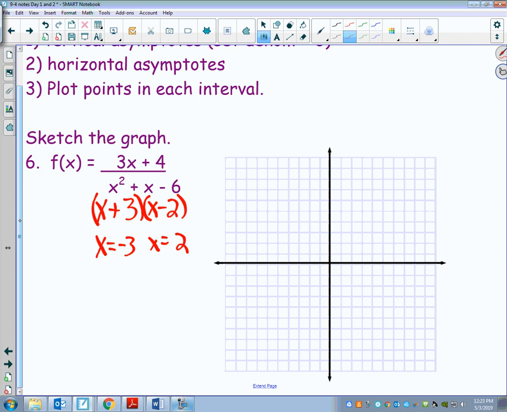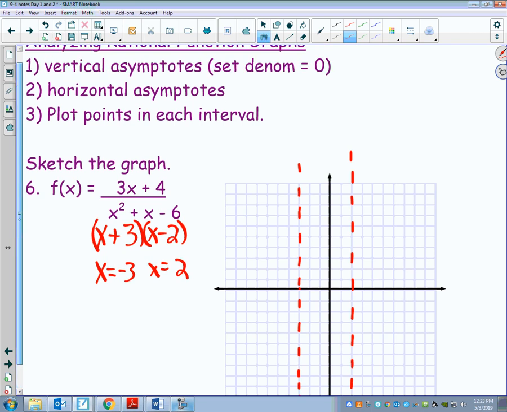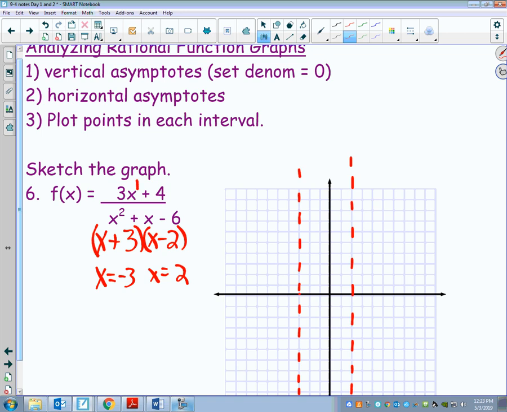So what does that mean? It means on my graph at x equals -3, I can draw a dotted line that my graph will never touch. And at x equals 2, I can draw a line that my graph will never touch. The other thing I want to do is find my horizontal asymptote, and this is where you have to know about the degree. The degree of the top is 1, the degree of the bottom is 2, so the top is smaller than the bottom, which means that the x-axis is my horizontal asymptote.